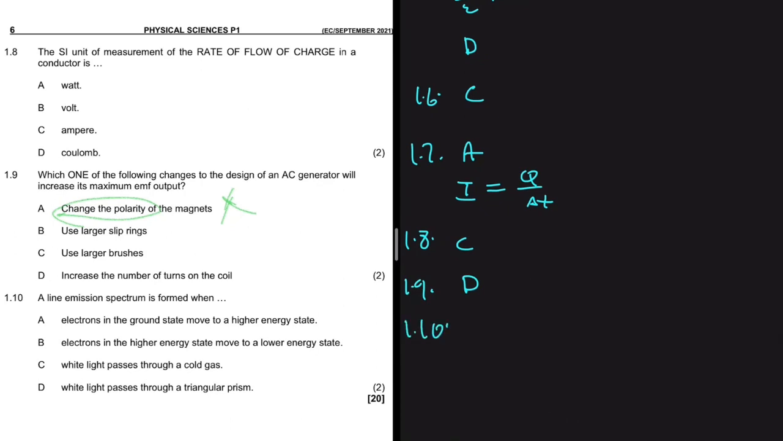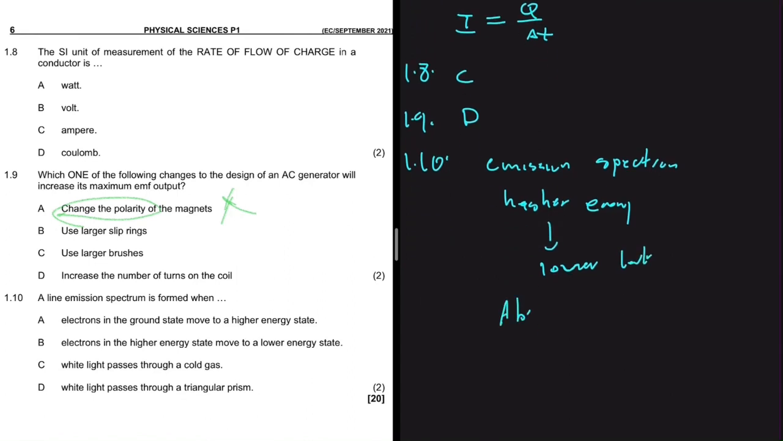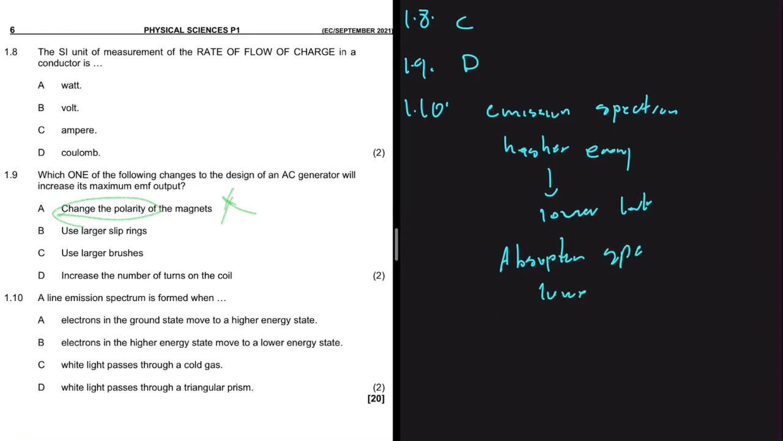1.10 says a line emission spectrum is formed when, okay, back to the basics again. So an emission spectrum is formed when we go from higher energy levels to lower energy levels, right? And then an absorption spectrum is formed when we go from lower energy levels to higher, right? Here we're talking about a line emission spectrum, right? So we're looking for higher to lower.